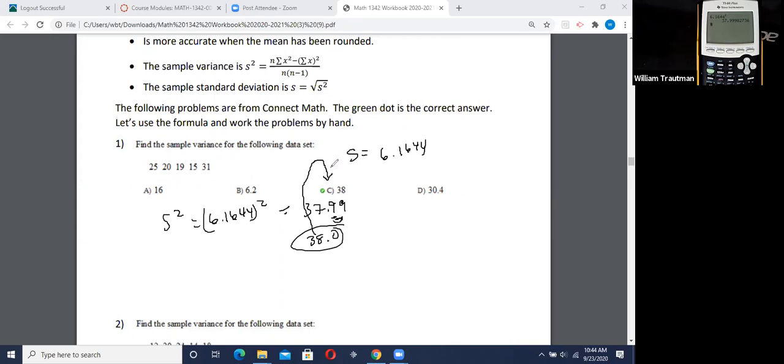Now, population is what it truly is. That's the whole. A sample is a part of that population. So in reality, you want to try to get your sample to match the population because it would be as close as what it's supposed to be.